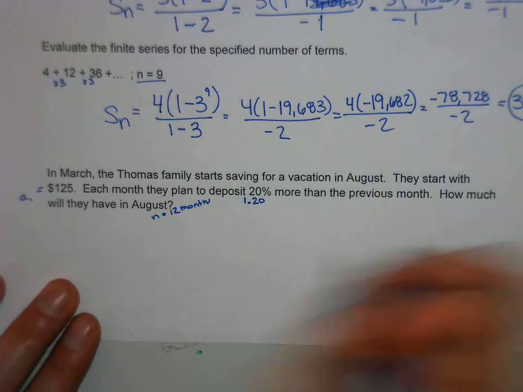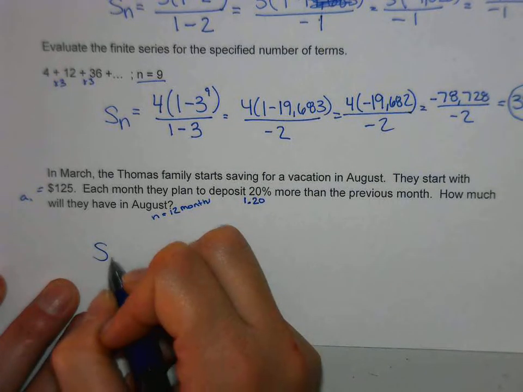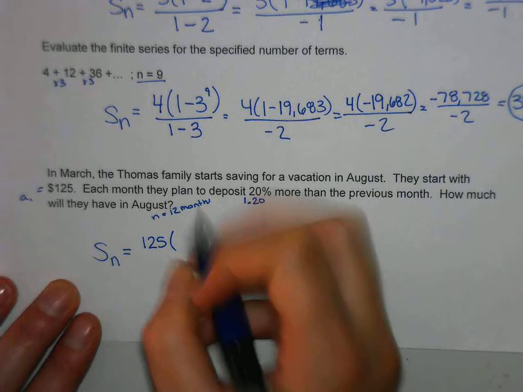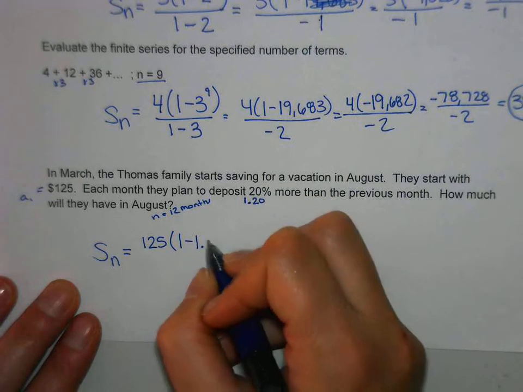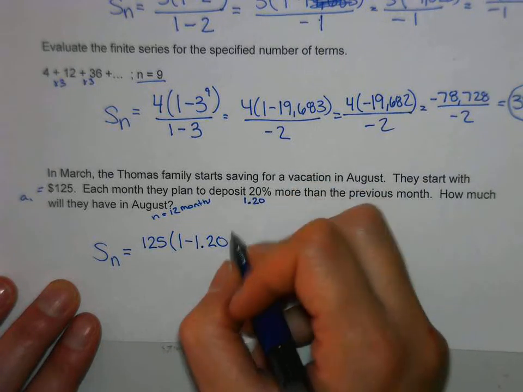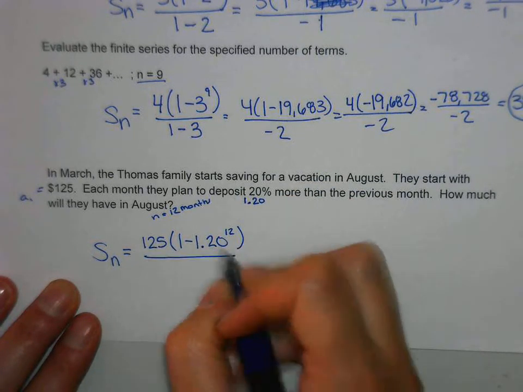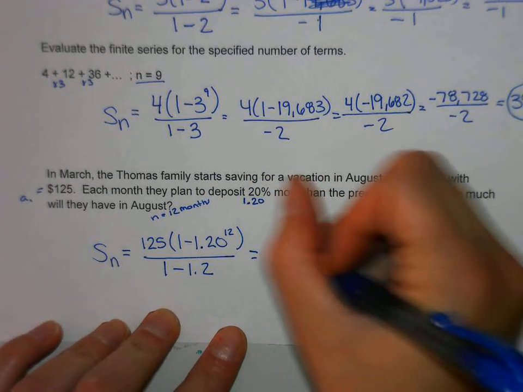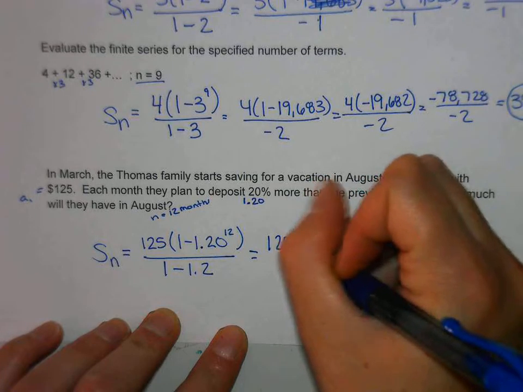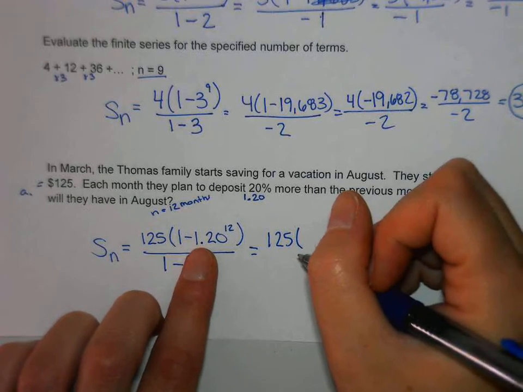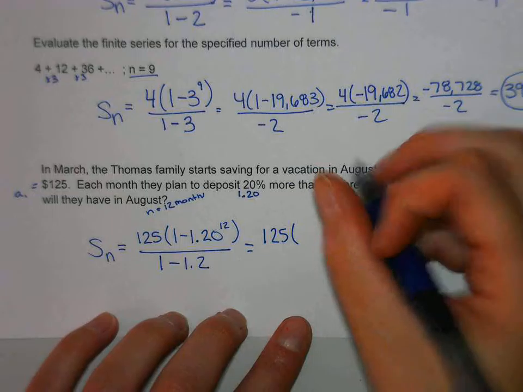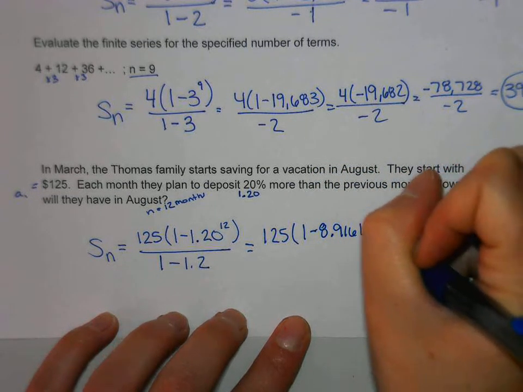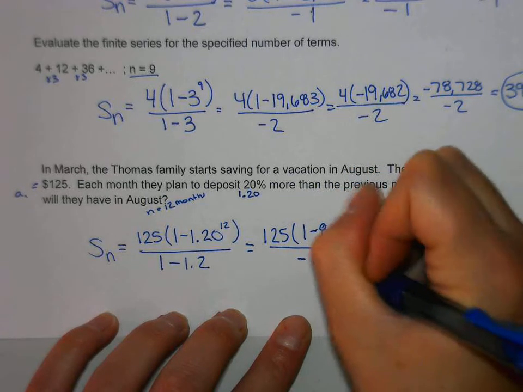So let's figure out how much they will have. We want to find the series. Our first term is 125. Our ratio is 1.20, and the number of terms is 12. Alright, so let's start solving this out. If we do 1 2/10 to the 12th power, we're going to end up with 8. Minus 2/10, or negative 2/10.